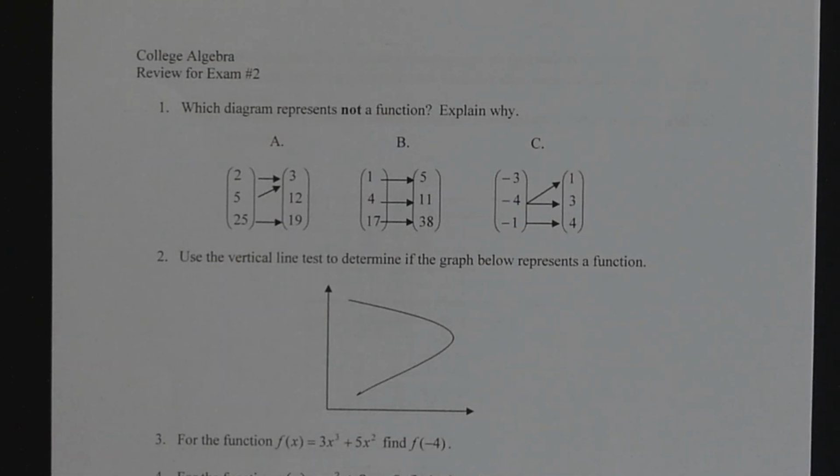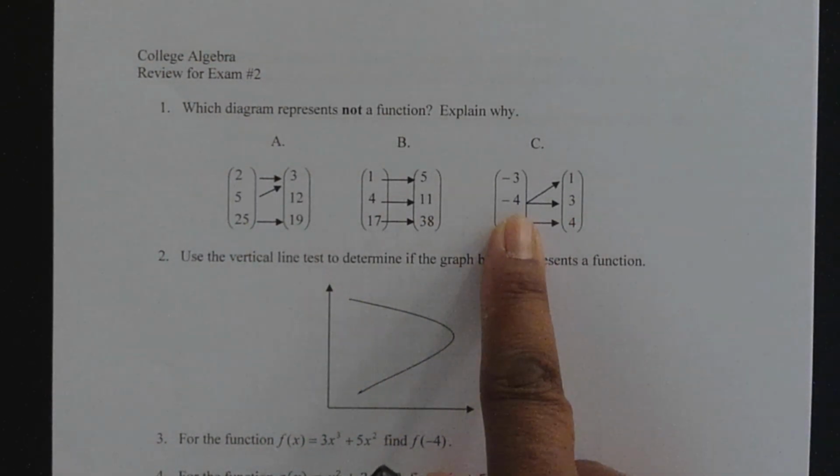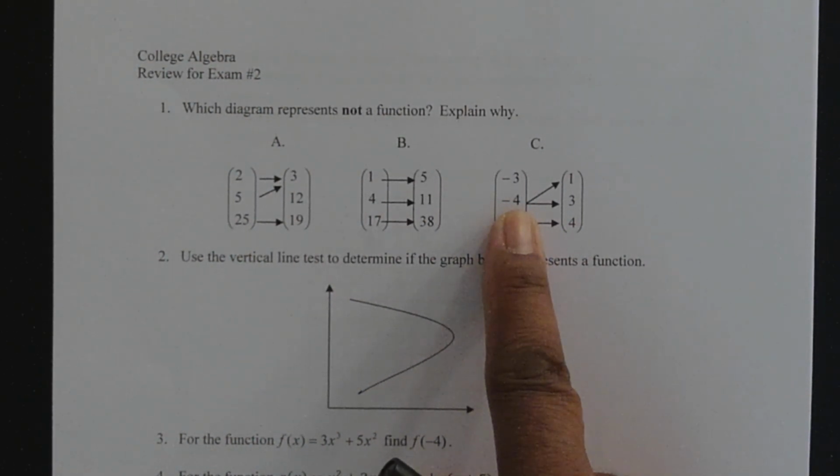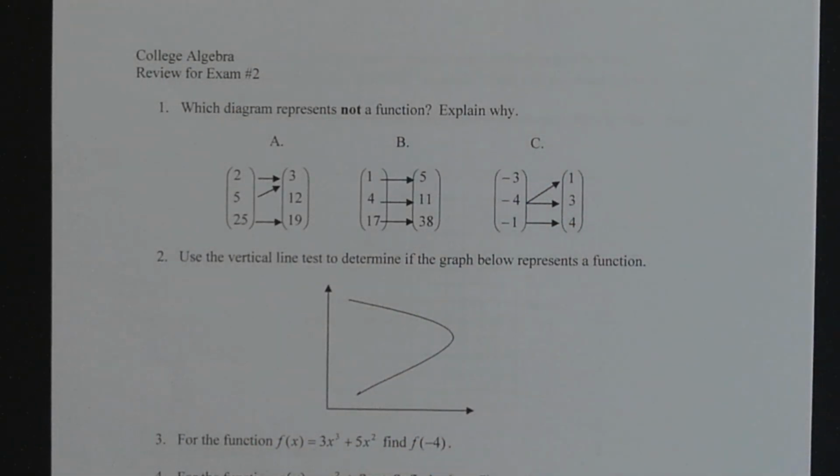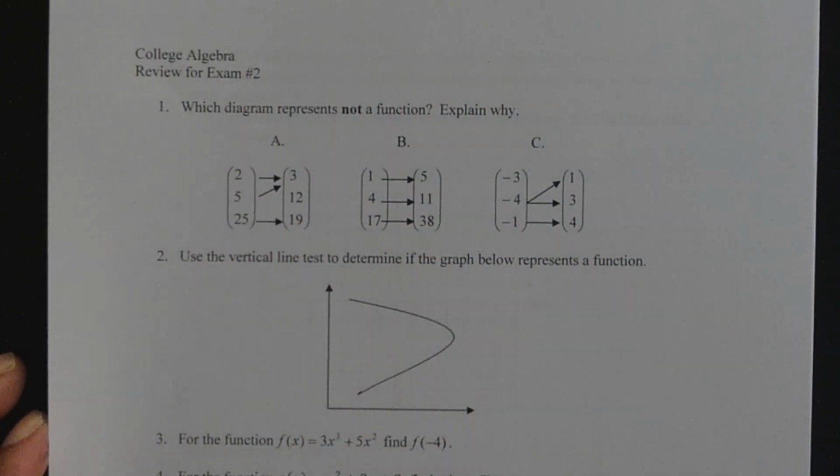By looking at this, which one is not a function? It is C. Take a look here. At C, we got -4, and it's paired with 2 different values, 1 and 3. For it to be a function, only one x goes to only one y. And in this case, we got an x value going to 2 different y values.